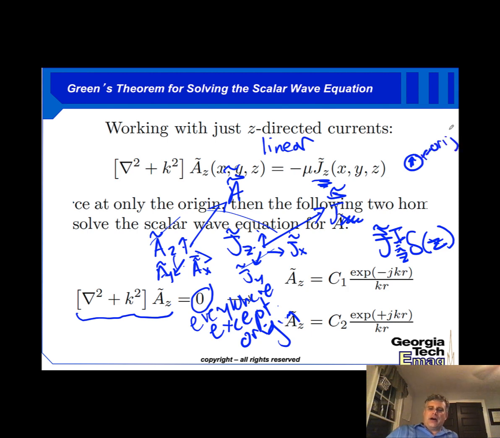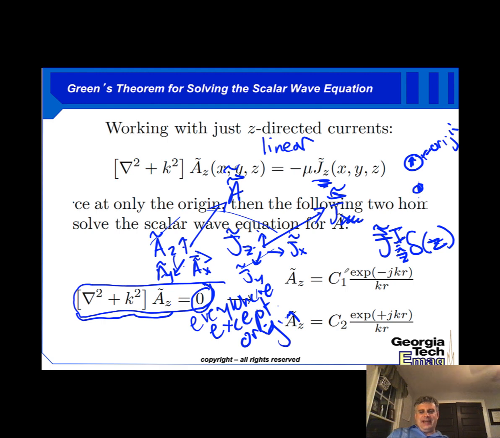It's actually a non-physical situation because currents have to take up space. How can currents be oscillating back and forth in zero space if there's no current here or no current there? I'd have charges building up ex nihilo, which is inappropriate. But if I exclude just the origin, I can solve this. I actually have two very simple solutions that solve this equation.